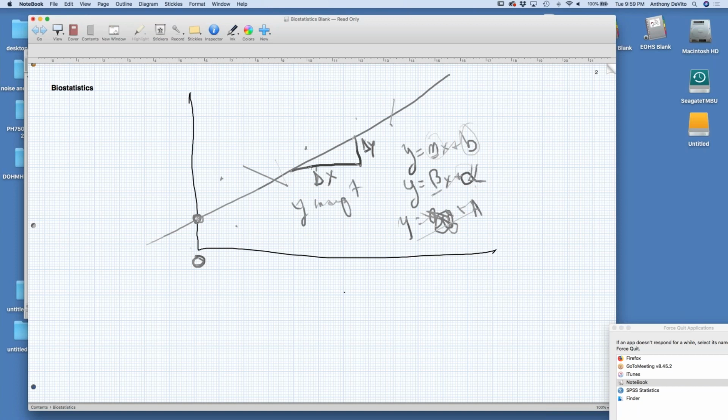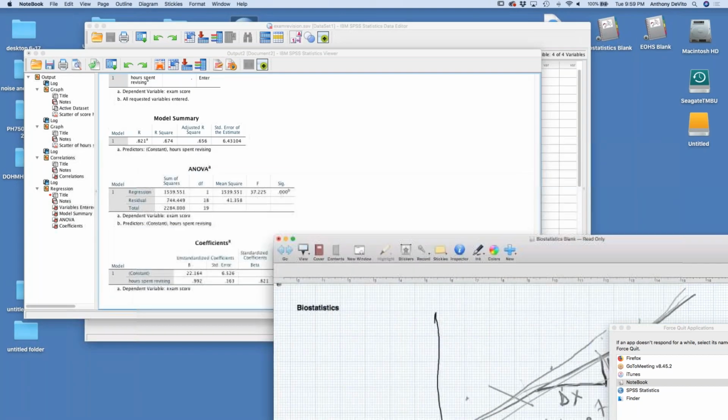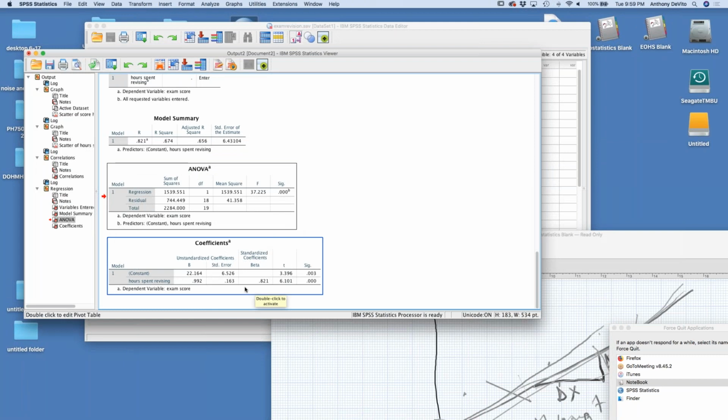So if I know the slope, and if I know the y-intercept, in other words, I know this beta and this alpha, if I know those two things, I can create a line. I can draw this line. I know exactly where it's going to be. So that's what we're going to do here. We're going to go back here. We're going to take a look at these values.